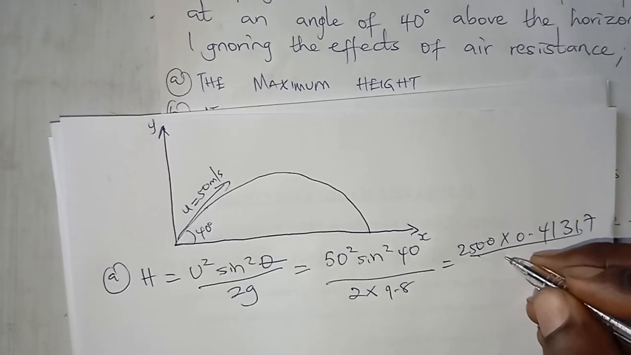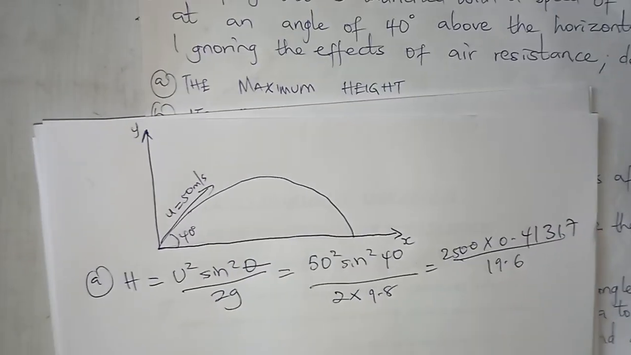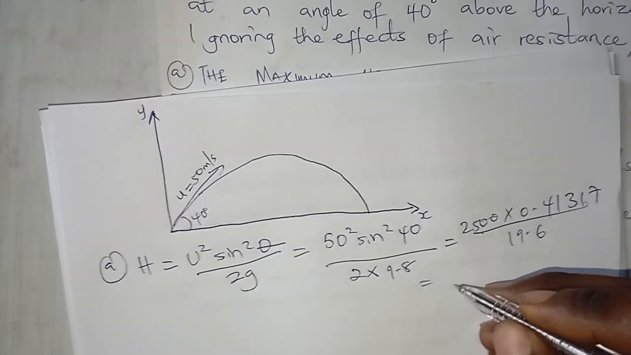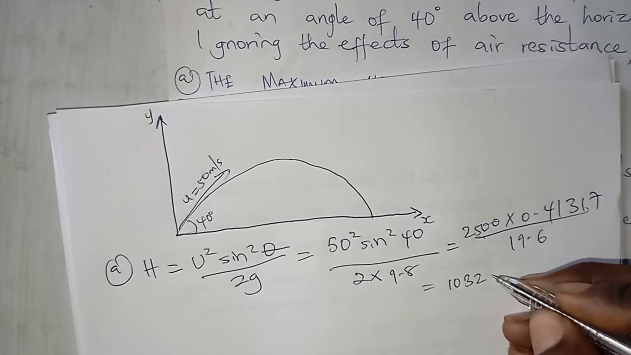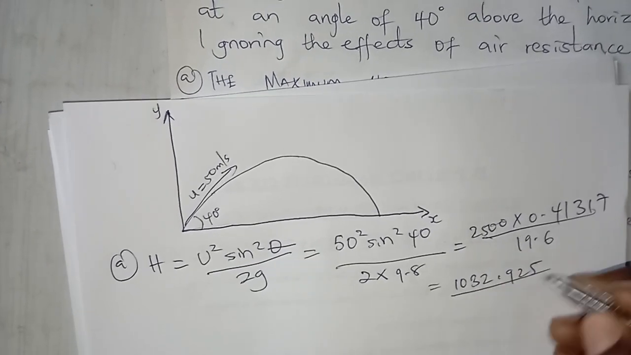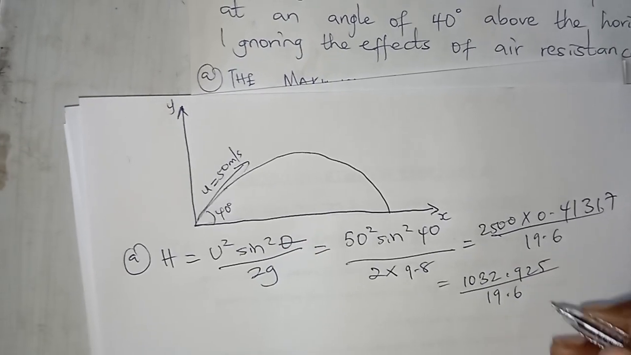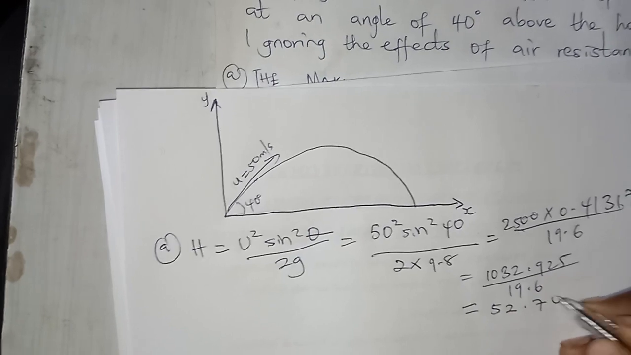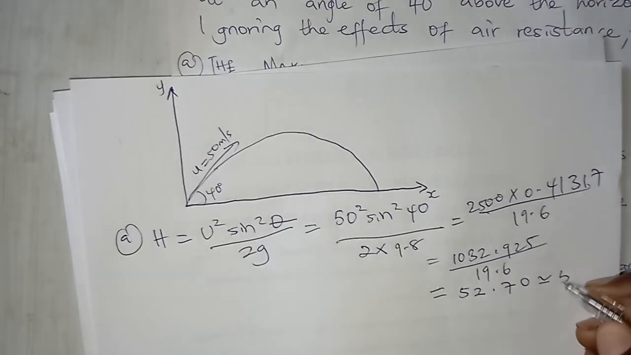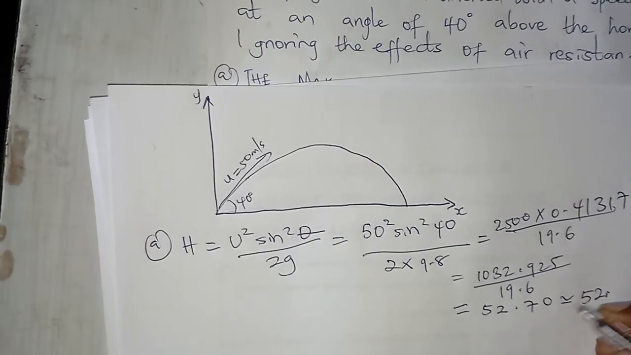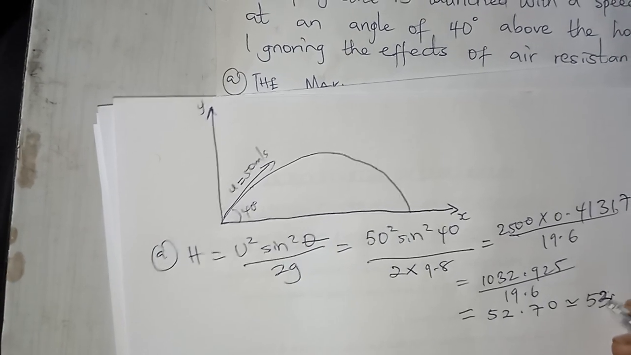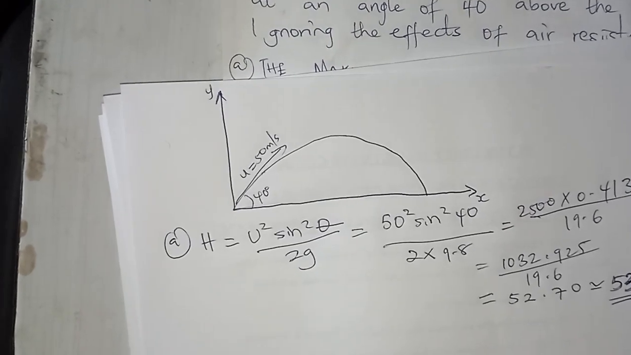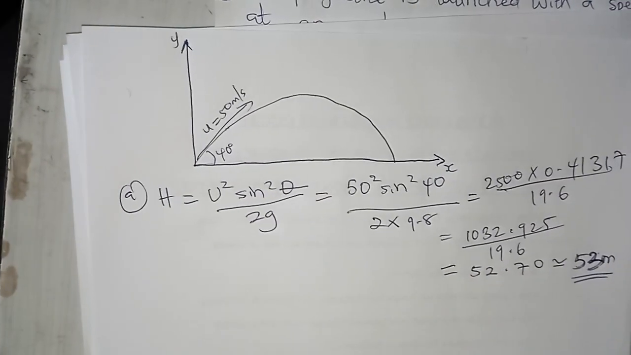25 times 0.41317. Punch your own into the calculator. So this should give me approximately 53 meters. So this is approximately 53 meters for the maximum height.